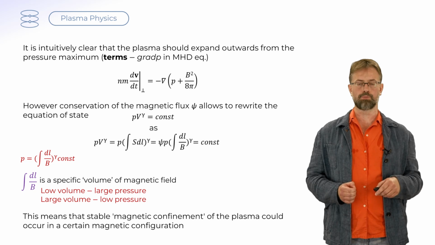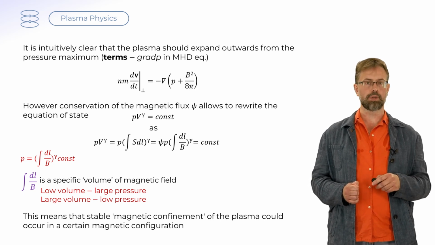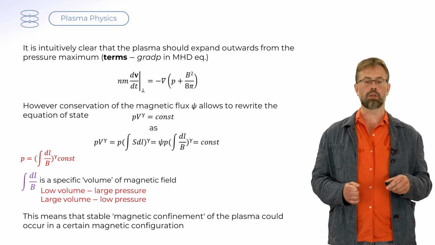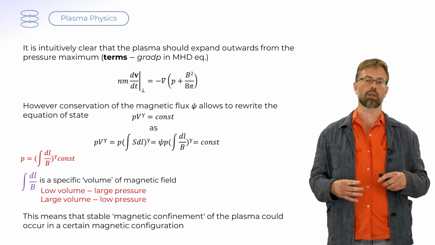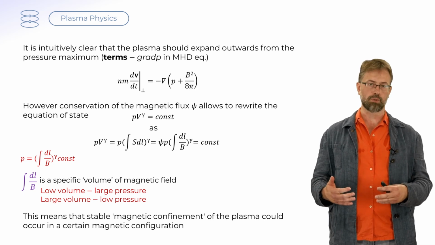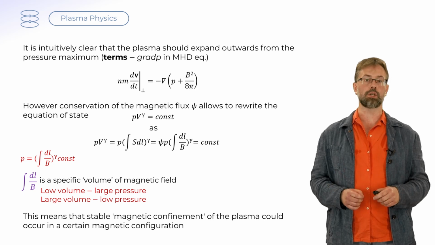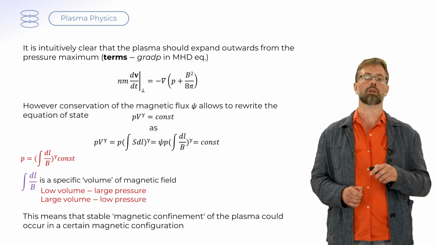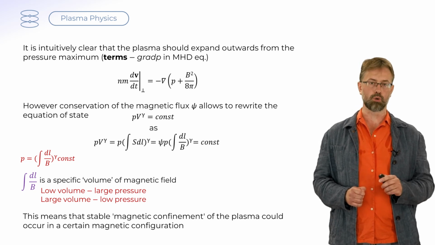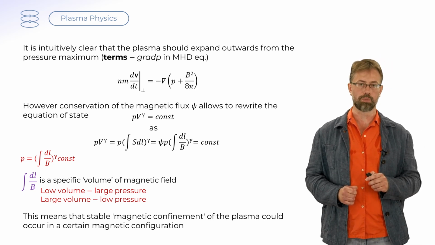And frozen-in magnetic field lines, meaning conservation of magnetic flux, give us the ability to get a configuration with stable confinement. So there's no convection in this configuration, but a stable pressure gradient in accordance with the magnetic configuration, which also has a gradient of the specific magnetic volume, which is the integral of dl over B.